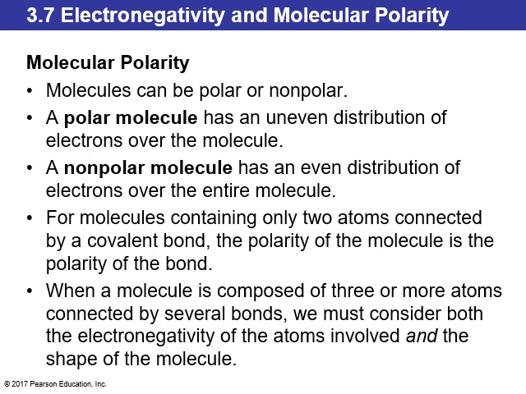So in general, a polar molecule has an uneven distribution of electrons over the entire molecule. We'll see an example of that like water here in a second. And a nonpolar molecule has a pretty even distribution of electrons around the entire molecule. For molecules that contain only two atoms connected by a covalent bond, the polarity of the molecule is the polarity of the bonds. It's really easy to figure out whether a diatomic molecule is polar or nonpolar. But when you have three or more atoms, you have to consider the electronegativity of the atoms and the shape of the molecules. So that's why it's important to understand the VSEPR shapes before we start talking about polarity for molecules.